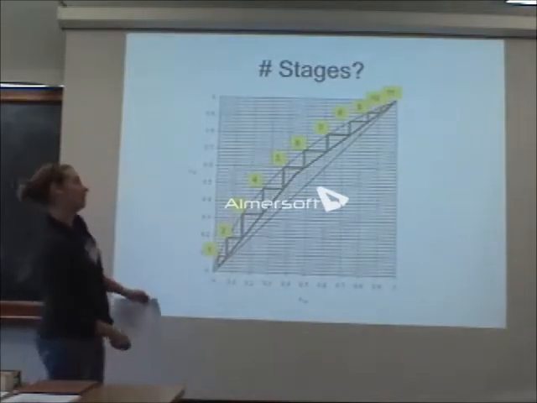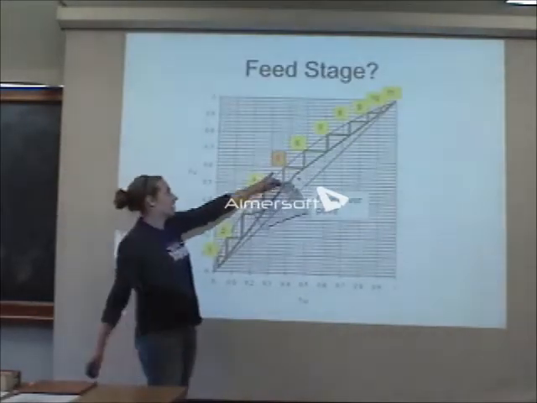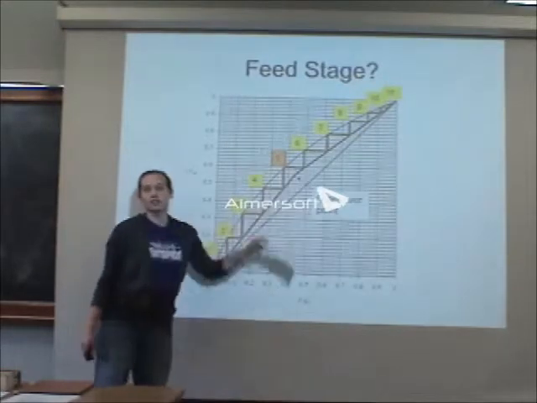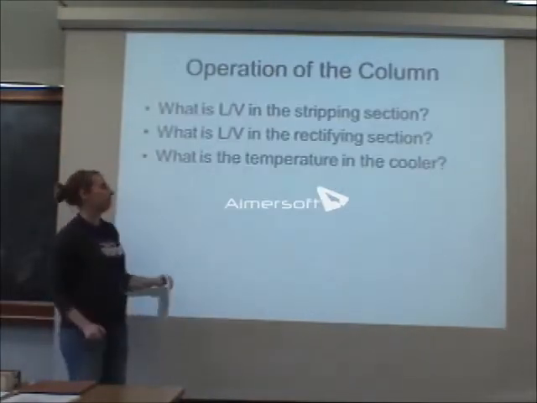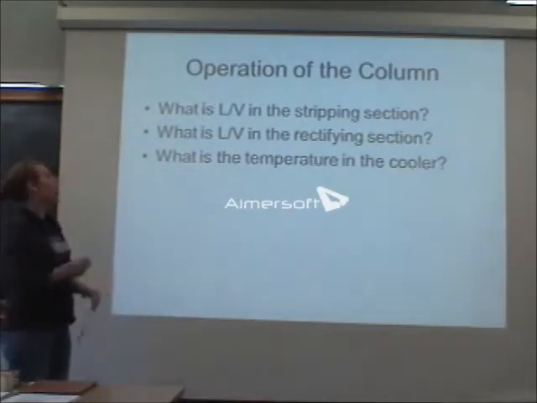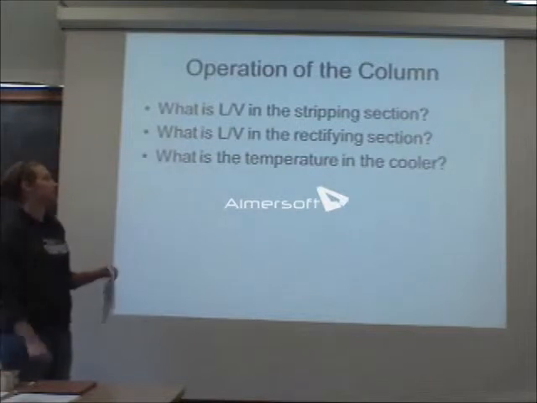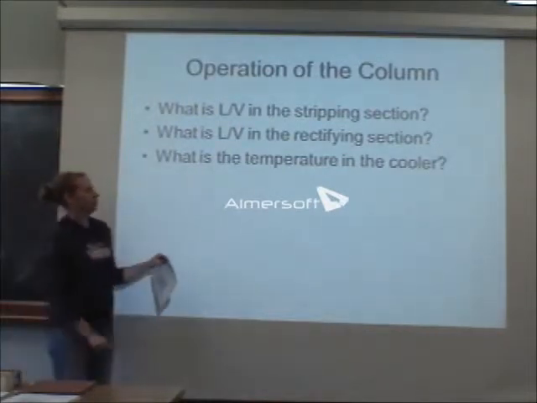Alright, good. So now I'm counting them off the equilibrium line. My feed stage, my crossover point here, so my feed stage is 5. Does that make sense to everyone? Alright, cool. Next thing we have to do: what is L over V in the stripping section and what is L over V in the rectifying section? And what is the temperature in the cooler?